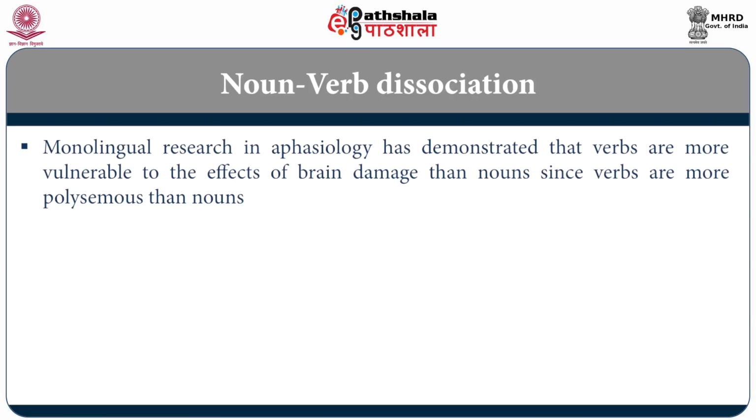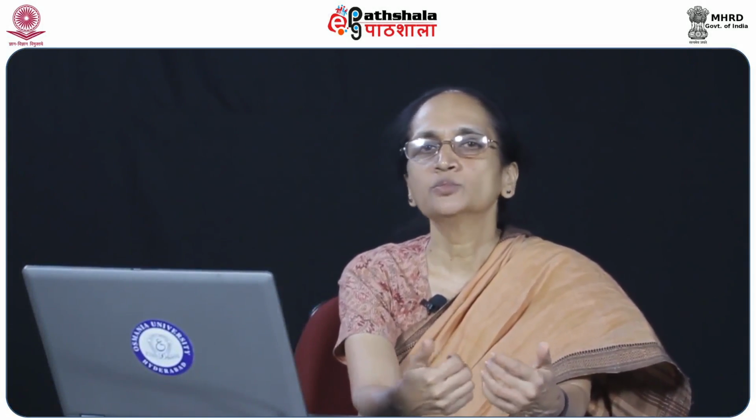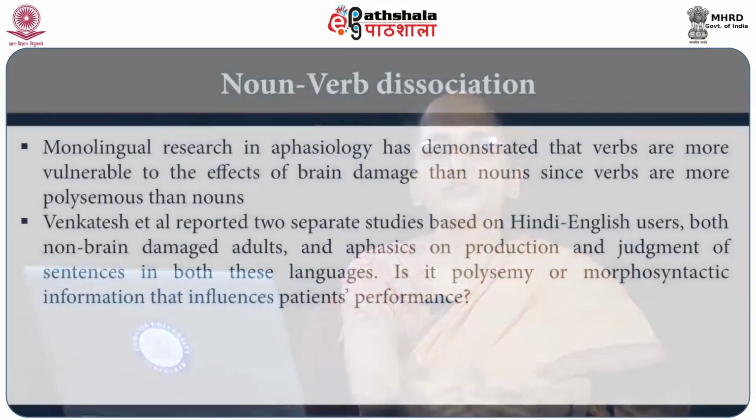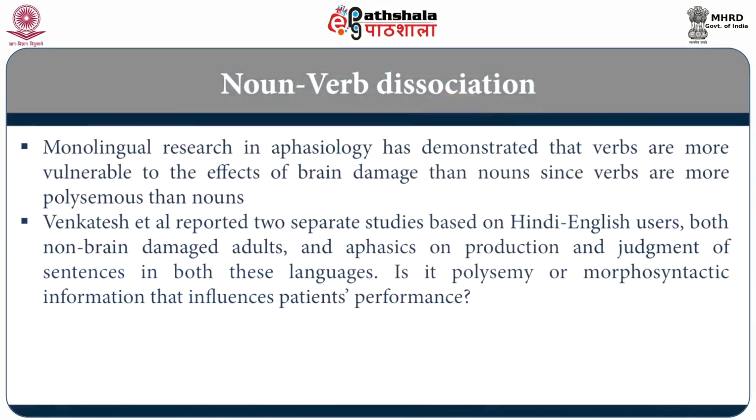Alright. Now, when you take this idea and apply it in our context, in the Indian context where we are using 2 or 3 languages, can we simply conclude that verbs are more polysemous and therefore they are vulnerable to brain damage and nouns are not? Venkatesh et al. study, I have discussed in the e-text in greater detail, but I would like to raise a couple of points here. Venkatesh et al. studied Hindi-English users, again both non-brain damaged as well as aphasics, and they asked them to both produce as well as judge sentences in both these languages.